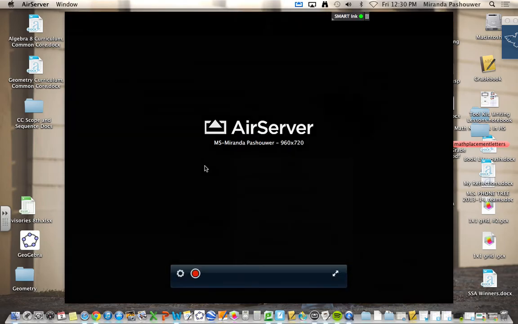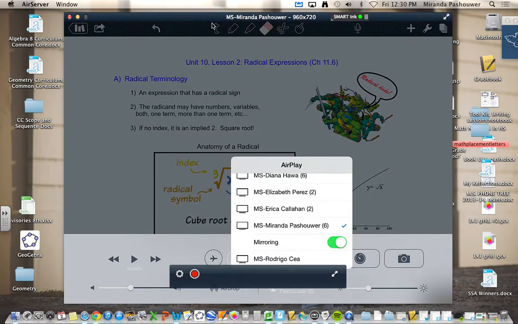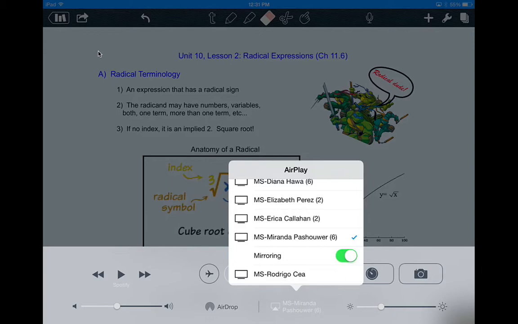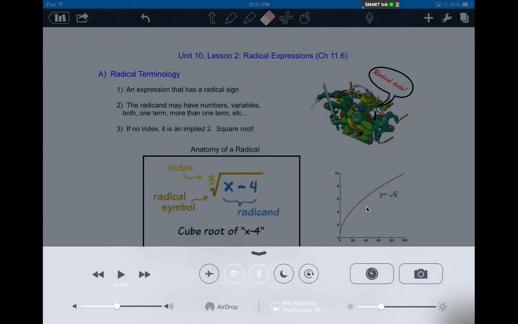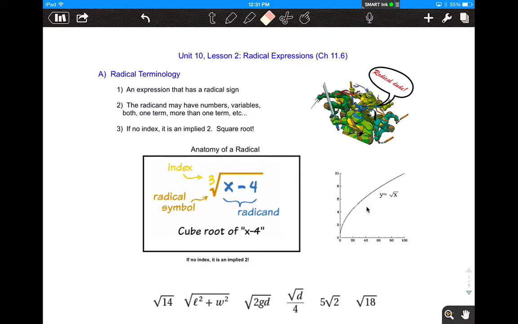We are going to be working on our second lesson of Unit 10 today. So here we go. All right, I think I am all set. What are we going to talk about in Lesson 2?